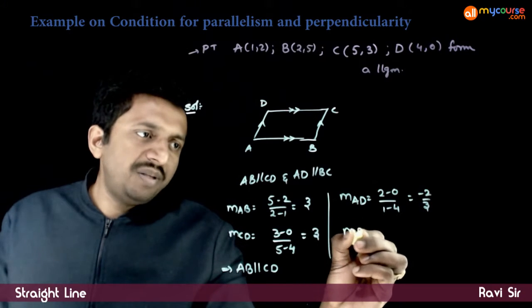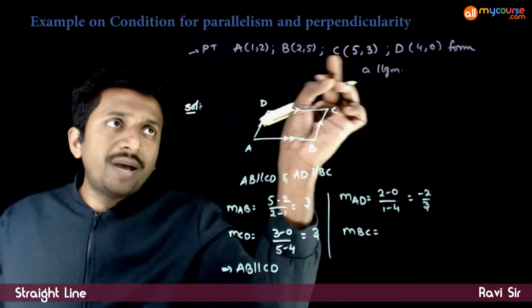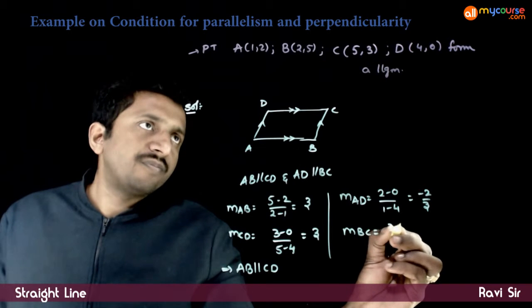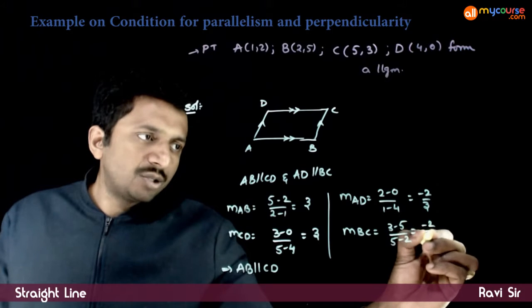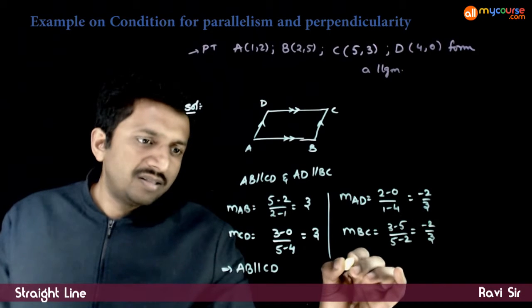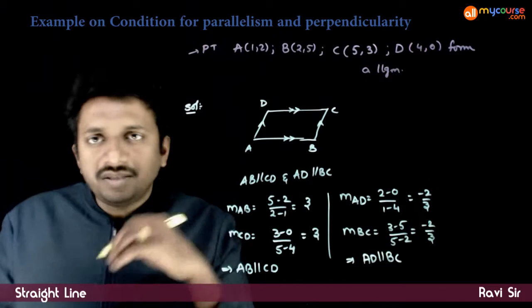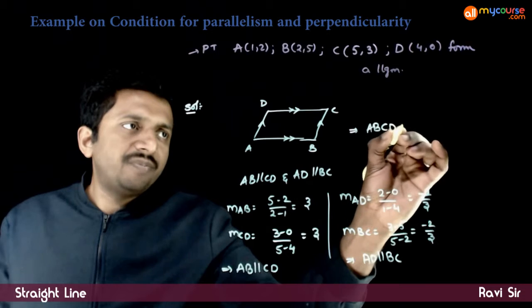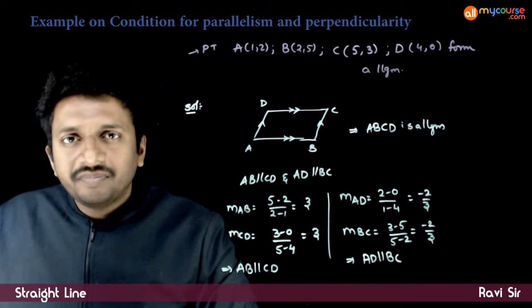And what is the slope of BC? Slope of BC is nothing but again (y2 minus y1) by (x2 minus x1). So (3 minus 5) by (5 minus 2). Again minus 2 by 3. This implies AD is also parallel to BC. This implies ABCD is a parallelogram. Thank you.